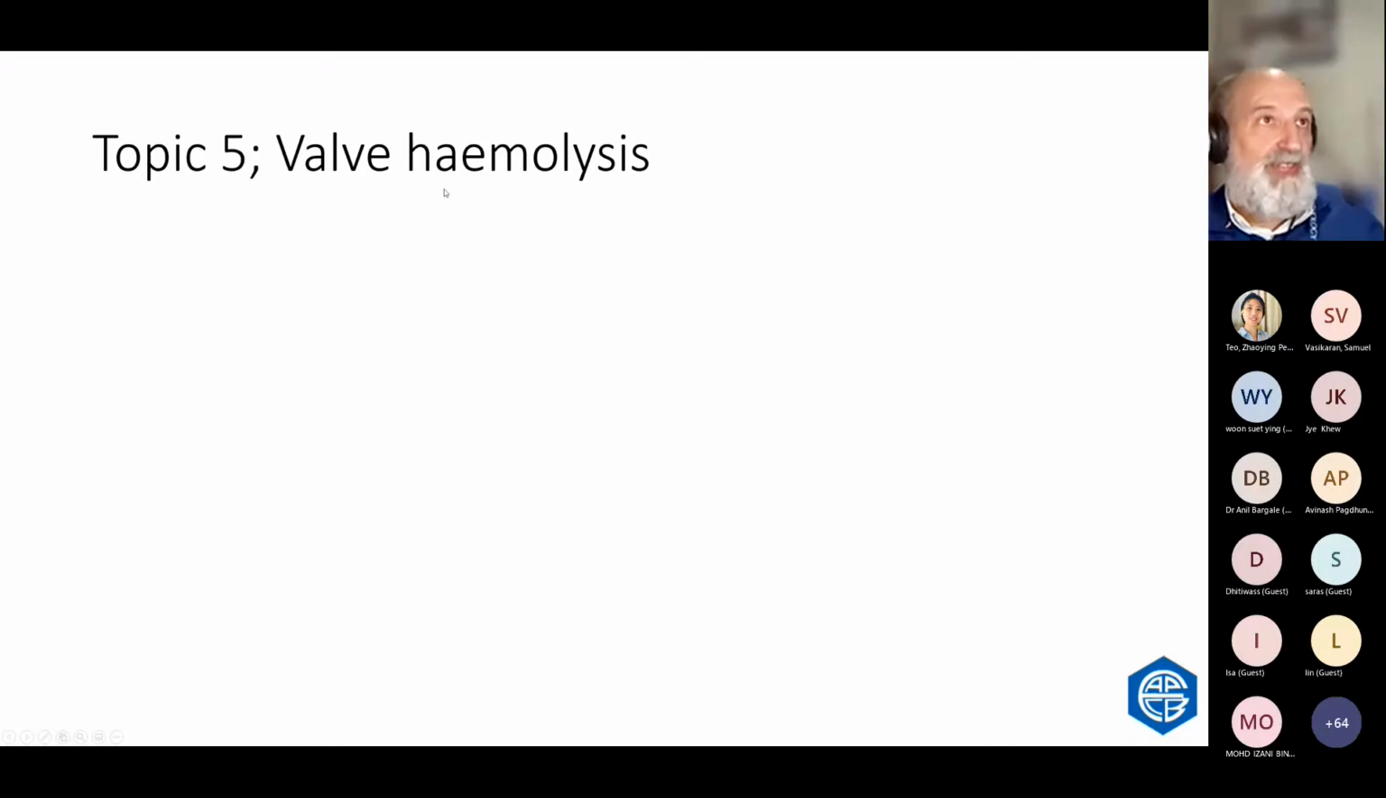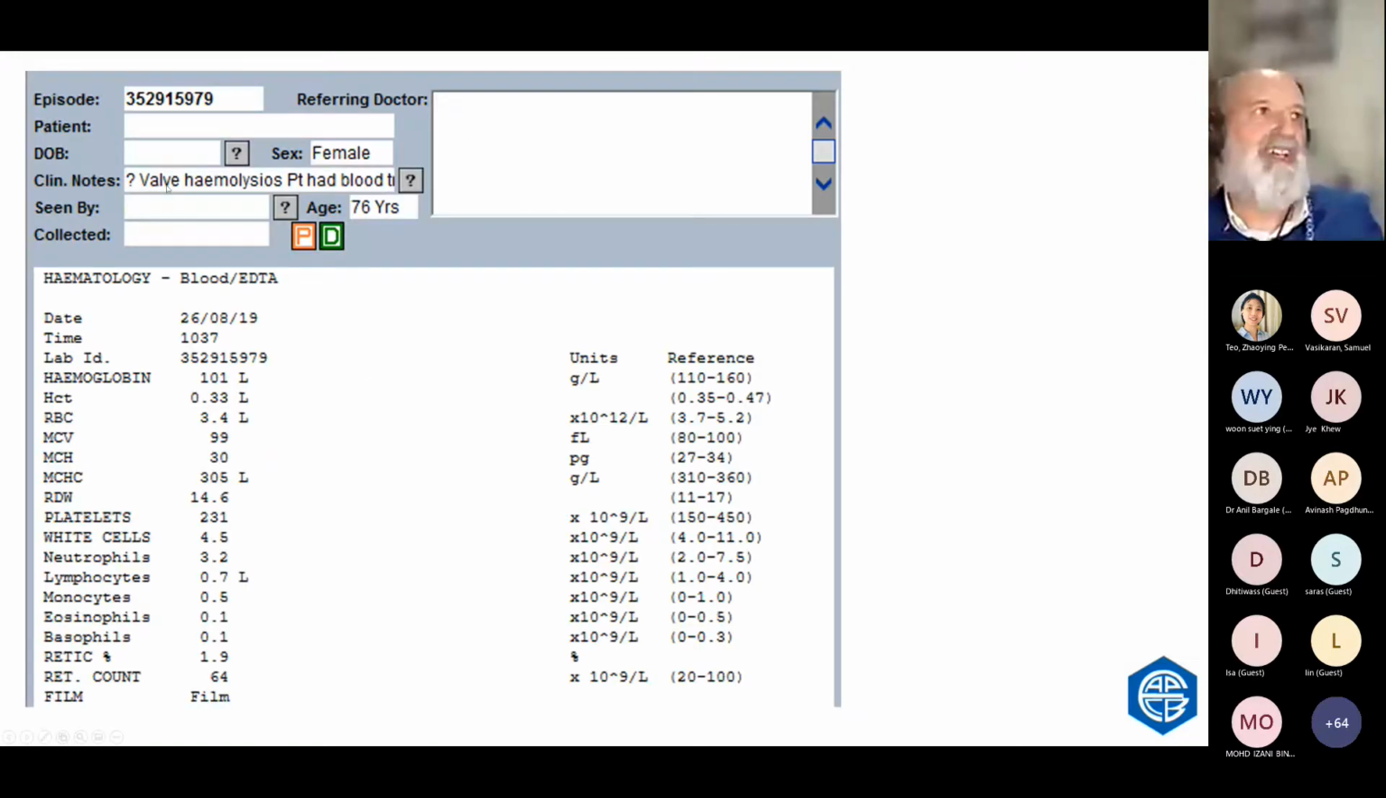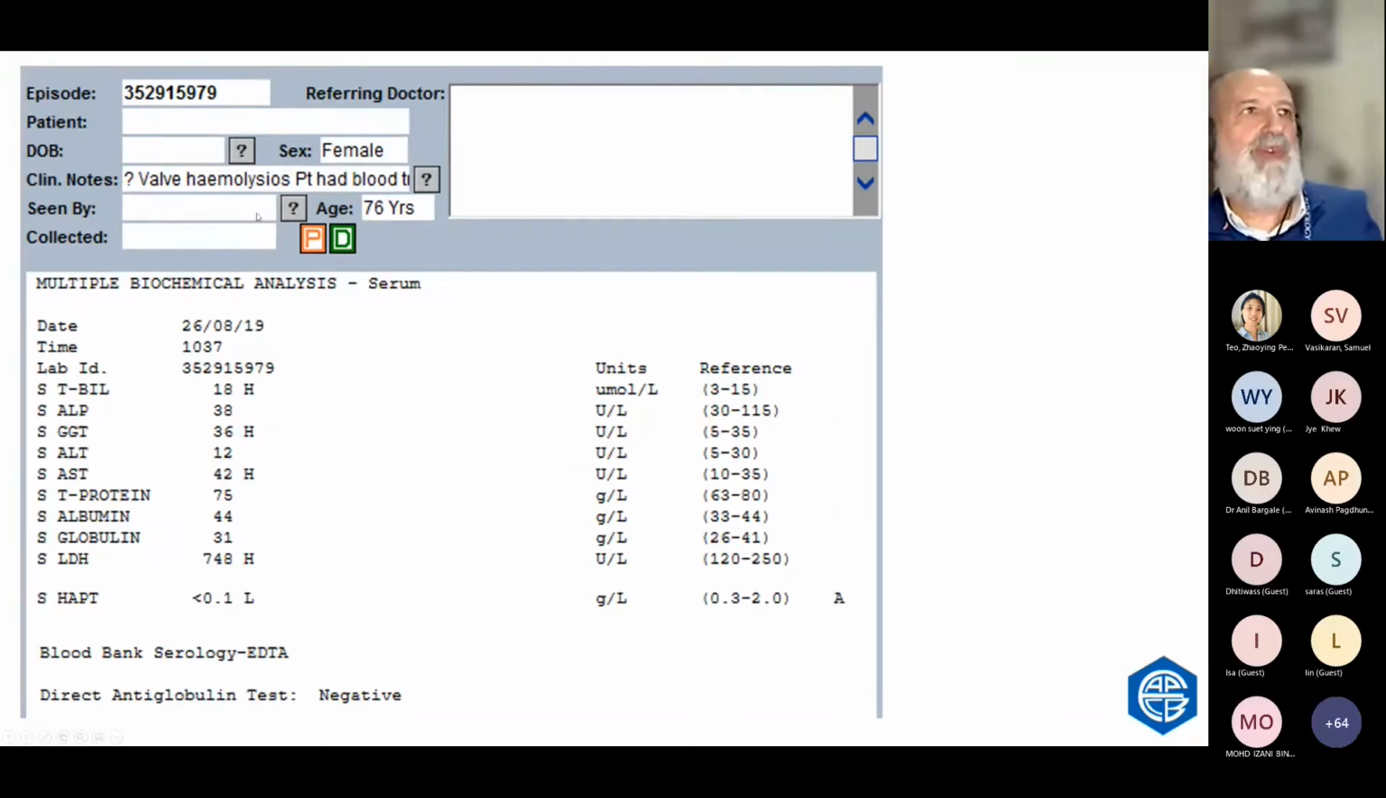Now, another reason why you can be anemic is because heart valves, through trauma, can be damaging the red cells. And here's a patient who had valve hemolysis, so they're anemic. It's bordering on macrocytic. The reticulocyte count, you remember they're trying to replace those cells, is high-ish, but still normal. But how do we work out whether there's hemolysis there? Well, we do the test. Bilirubin is a breakdown of heme in hemolysis.